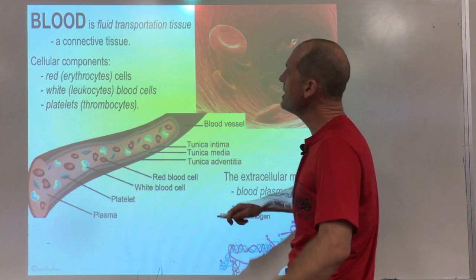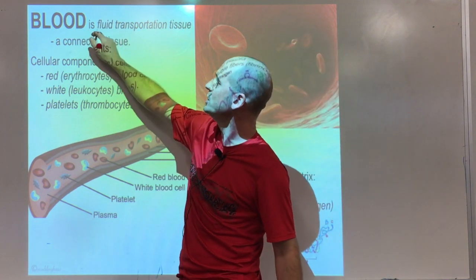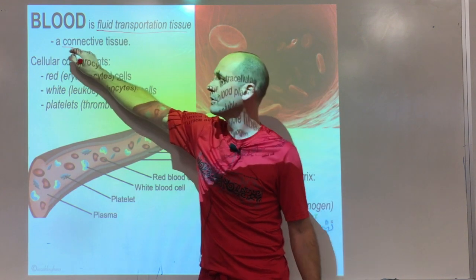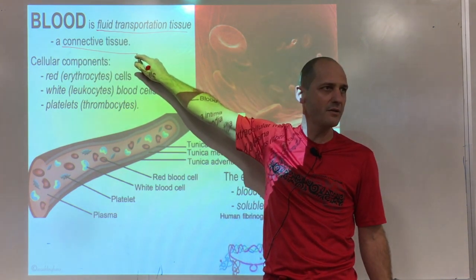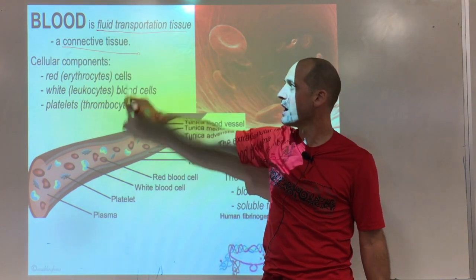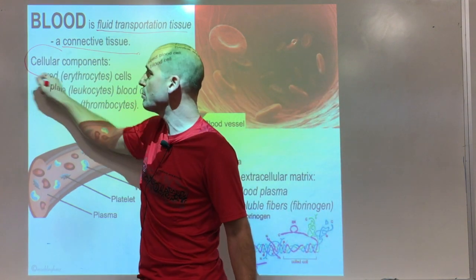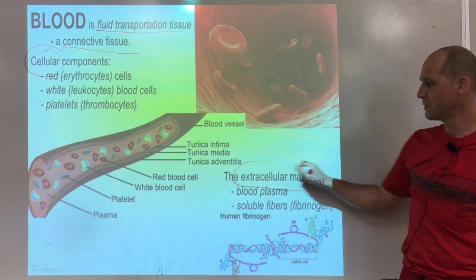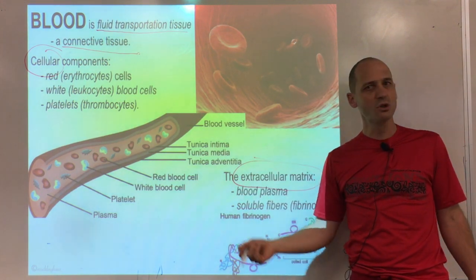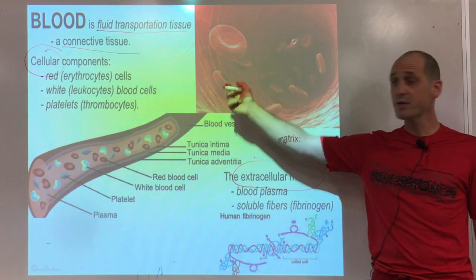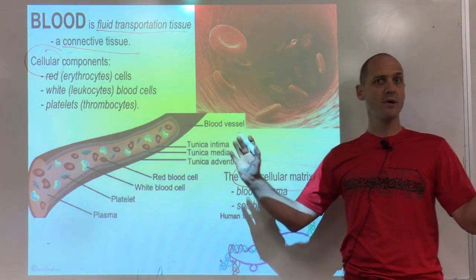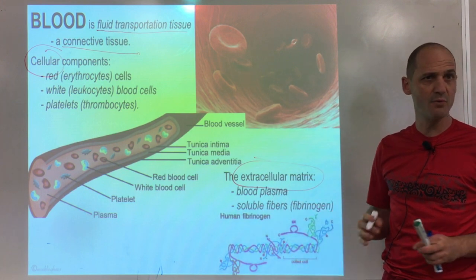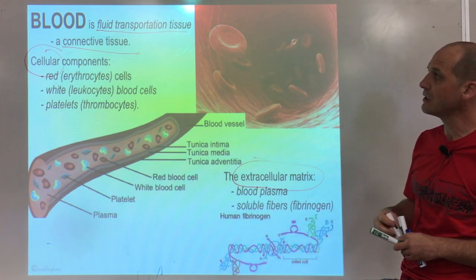Blood is a fluid transportation tissue. It's a connective tissue. Thinking back at connective tissue, the key there is that connective tissue has cellular components and acellular components. Like bone is connective tissue, and blood is also connective tissue. And you go like, how can that be? The reason is it's got all these components, and embryologically it comes from a similar place.